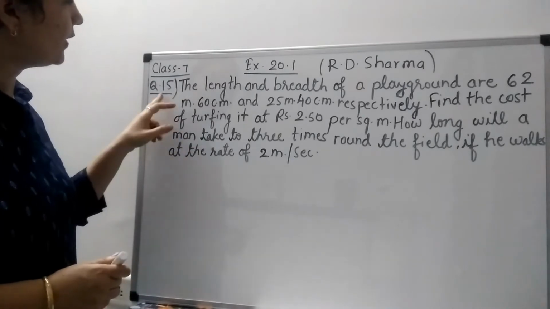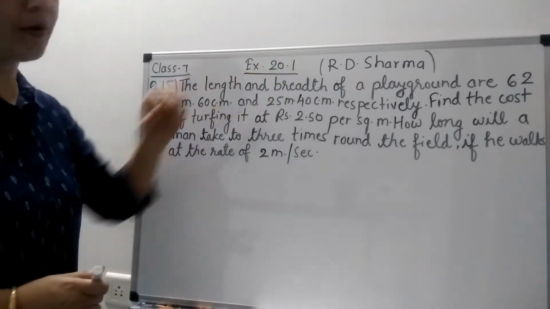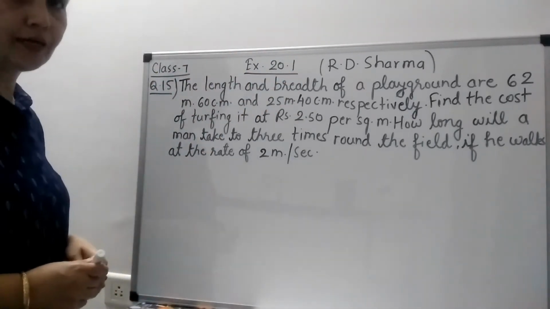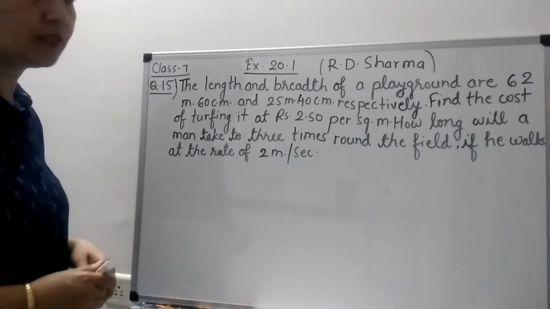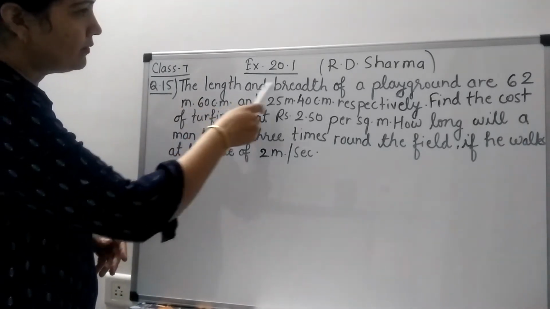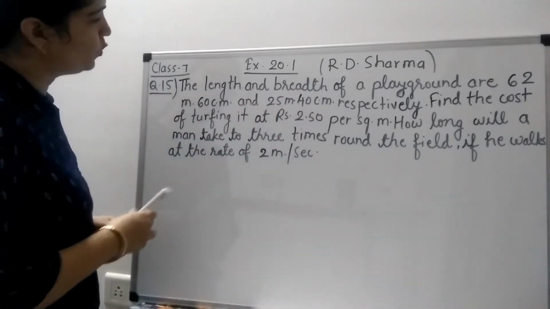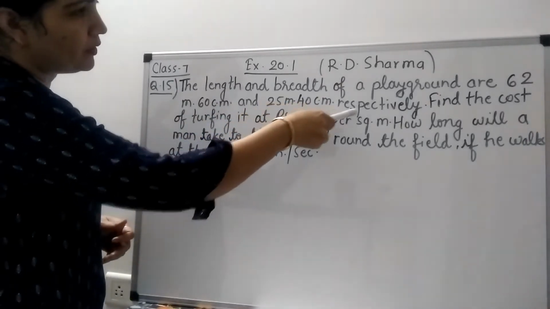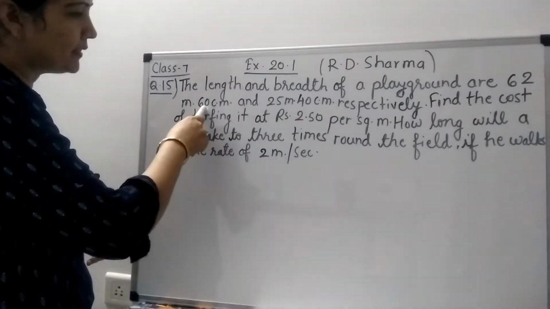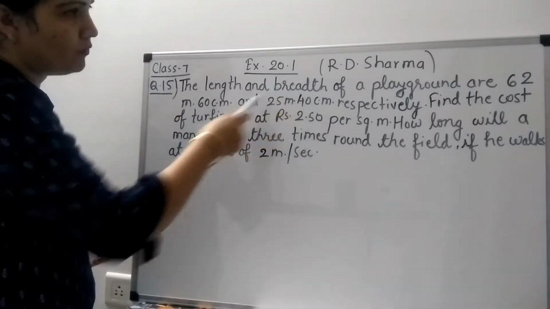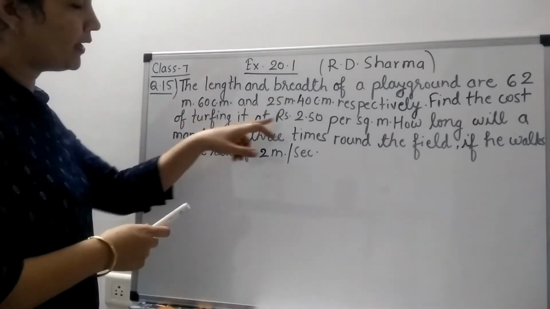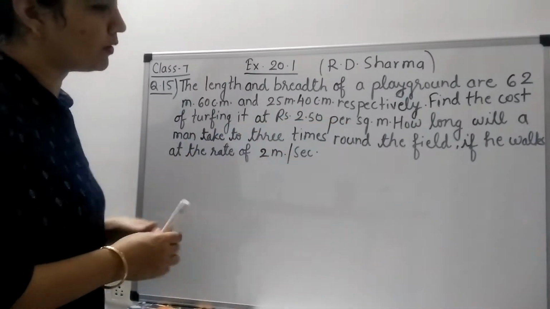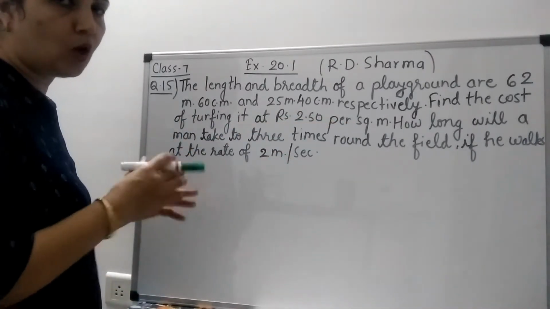Now I have taken question number 15 from exercise 20.1, class 7 RD Sharma. Let's first read the question, then we'll see what to do. The length and breadth of a playground are 62 meter 60 centimeter and 25 meter 40 centimeter respectively. Means length is 62 and 60 and breadth is 25 and 40. Find the cost of turfing it at rupees 2.50 per square meter. Turfing means we have to create the lawn.